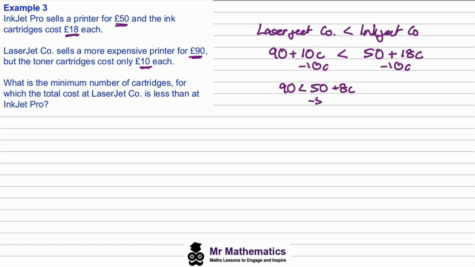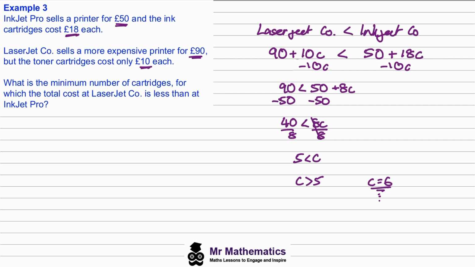We'll take away the 50 from both sides. These will cancel. So we'll get 40 will be less than 8C. And now we'll divide both sides by 8. So 5 must be less than C, or the number of cartridges must be greater than 5. So the minimum number is when you have exactly 6 cartridges. Okay?